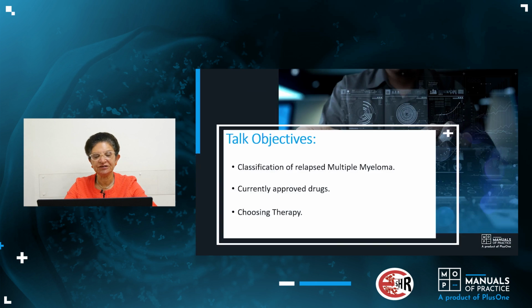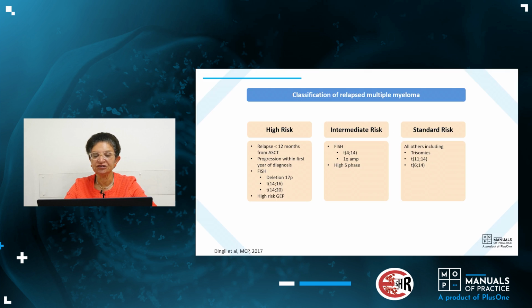These are my talk objectives. We are going to discuss the classification of relapsed multiple myeloma, the currently approved drugs, and how to choose therapy. Let us first discuss the classification of relapsed multiple myeloma, and these will include either high risk, intermediate risk, or standard risk myeloma. And of course, the standard risk probably will do better than high risk relapsed patients. With high risk, you need to point them out.